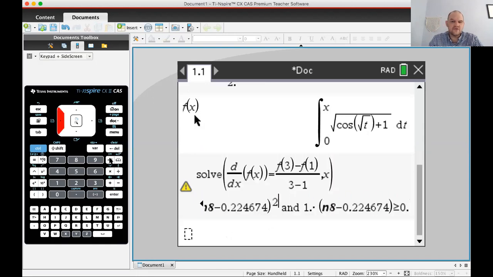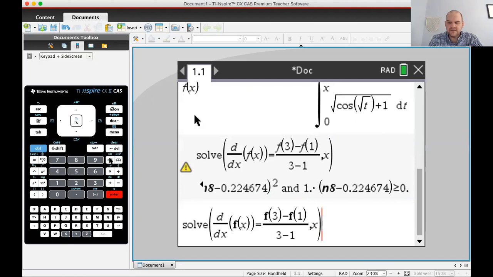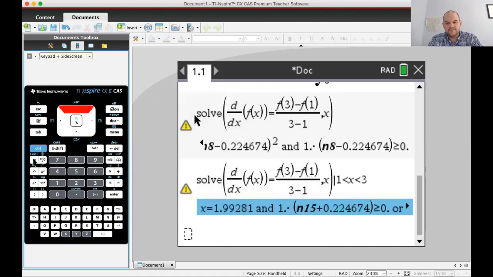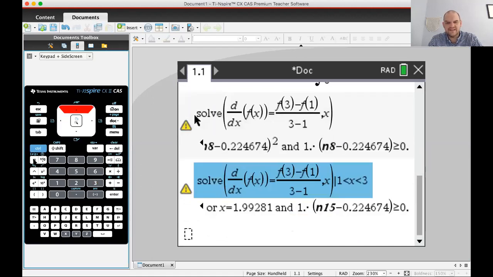Well, oh, because of the cosine. Let's try this. Let's try limiting it. So I'm going to do such that x is greater than 1 and x is less than 3, and do Control Enter again. It didn't really work. I mean, it kind of did.